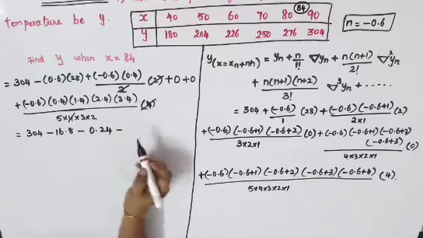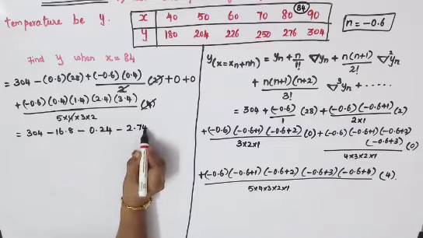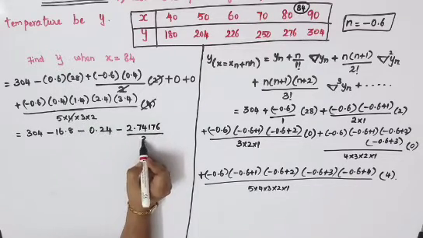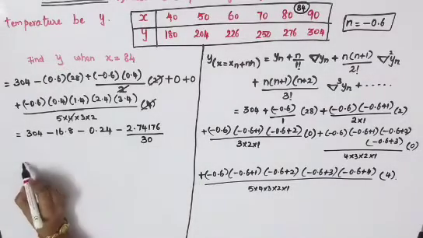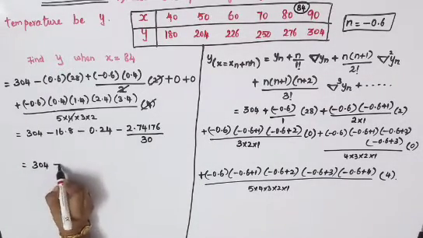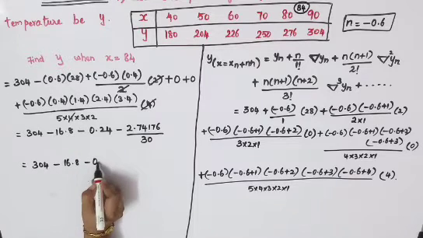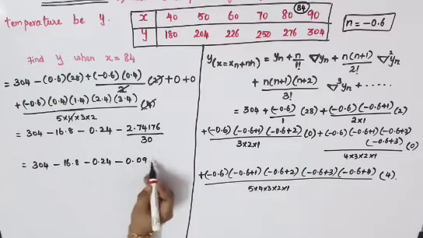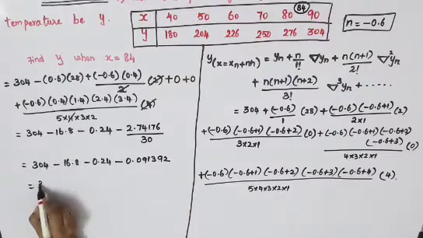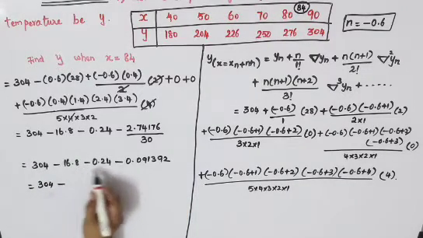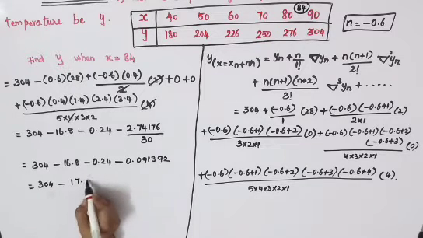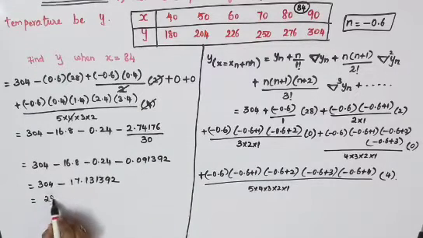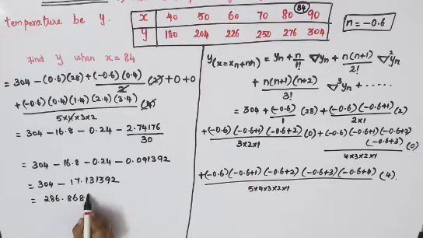So multiplying all these numbers, you will get your answer 2.74176 divided by 5 3s are 15, 15 2s are 30. So which is equal to 304 minus 16.8 minus 0.24 minus, if you cancel this, 0.091392. 304 minus, add everything, put one minus, 17.131392 you will get. You can use your calci. 286.868608.